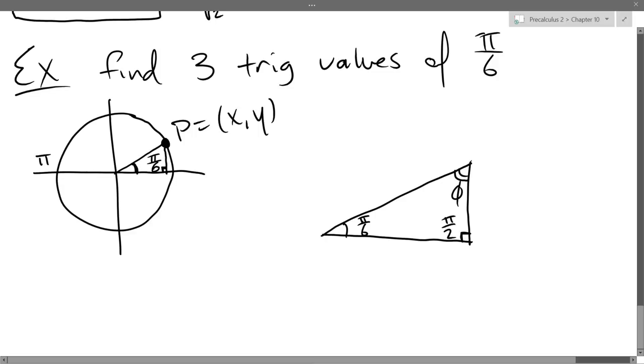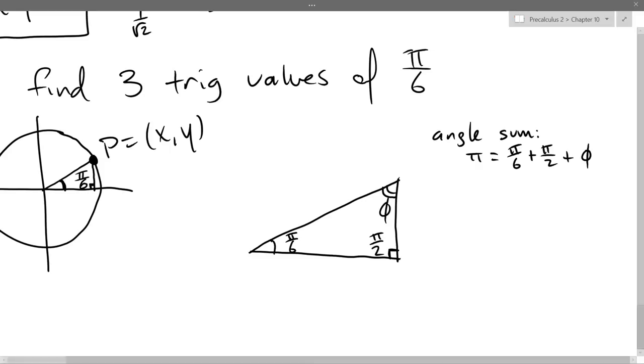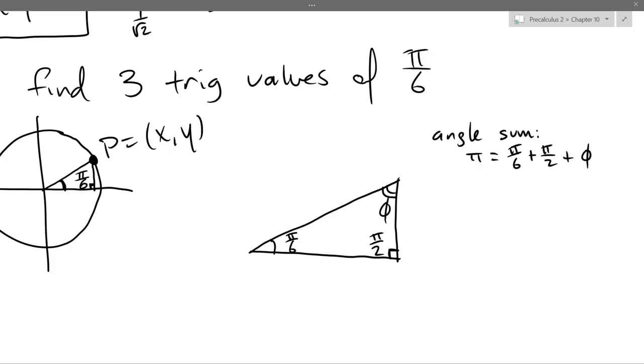So if I give this a name, we'll call it phi. So I'm going to do angle sum. So pi equals pi over 6 plus pi over 2 plus phi. And we all know fractions suck. Unless we go common denominator. So what's our common denominator?